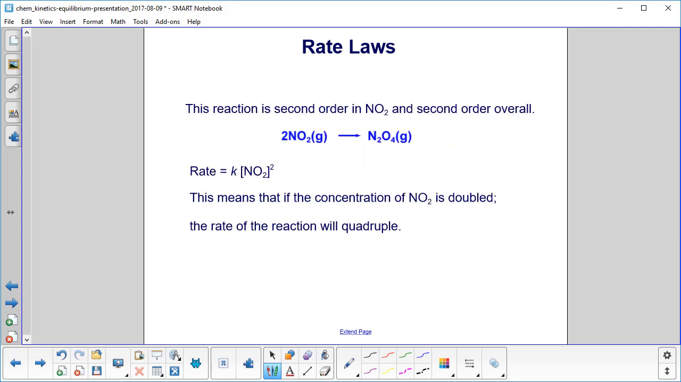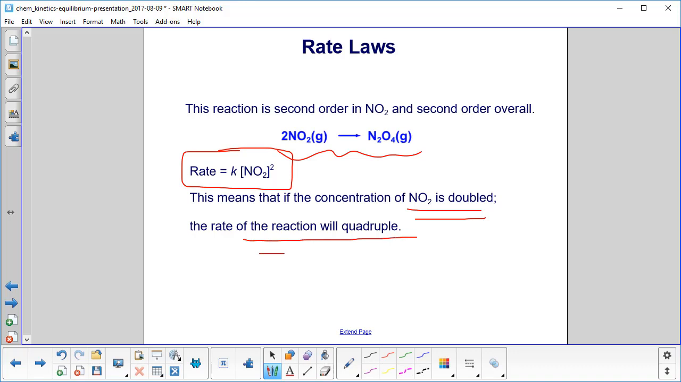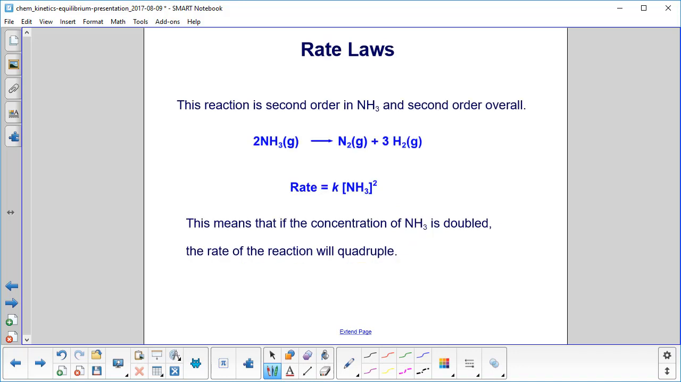Let's look at another reaction. We have nitrogen dioxide going to dinitrogen pentoxide, right here. And we're going to tell you that this is the rate equation: some constant times the concentration of nitrogen dioxide with a 2 in the exponent. This means that if the concentration of the nitrogen dioxide is doubled, the rate of the reaction will quadruple. It will multiply by 4. The second order here has absolutely nothing to do with that 2 in the equation. This was determined experimentally.